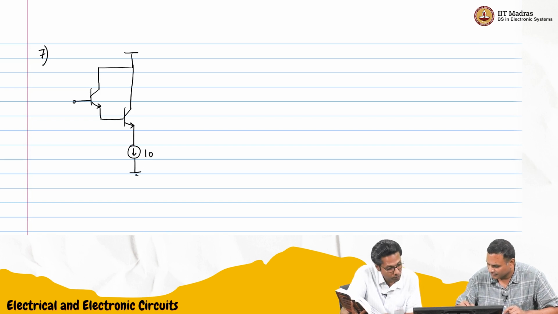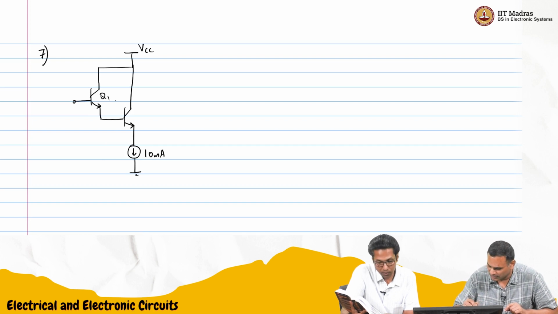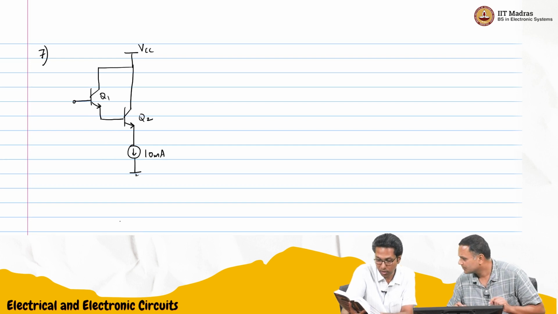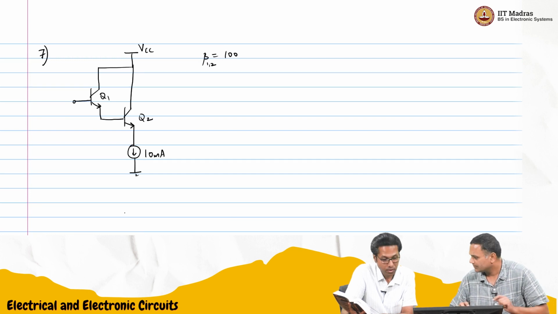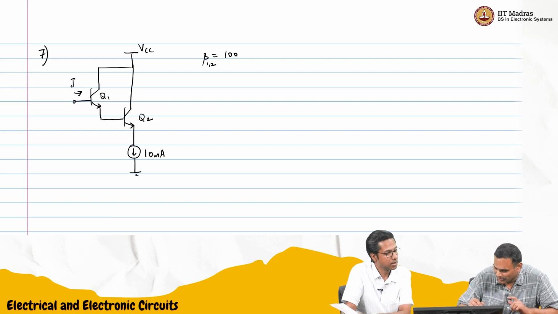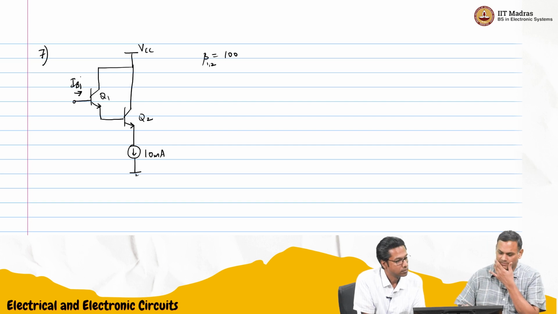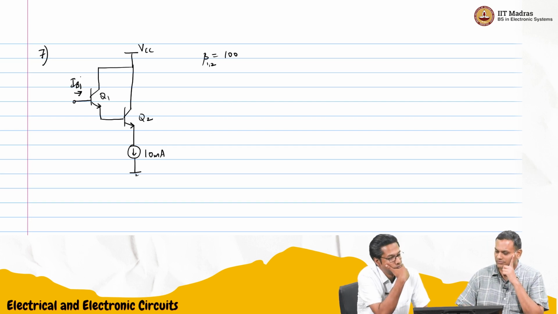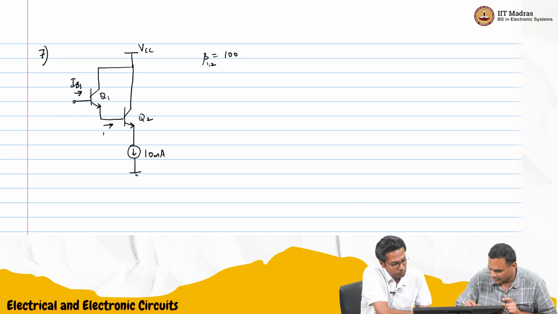Sorry, milliampere. And the supply is VCC. I think this is Q1 and this is Q2. It says beta is 100 for both transistors. What is the base current? We want to find out IB1. Maybe we'll find out IB2 first. So let's find out IB2 first.